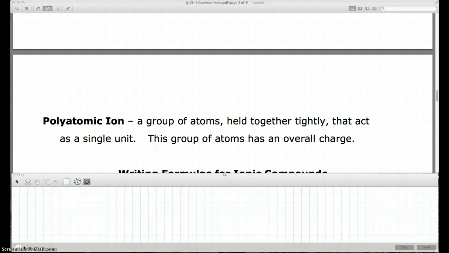And these polyatomic ions, again, are groups of atoms held tightly together, and they act as a single unit. And that unit, that group of atoms, has an overall charge. It can be positive or negative. Most of the polyatomic ions we will use are negative.